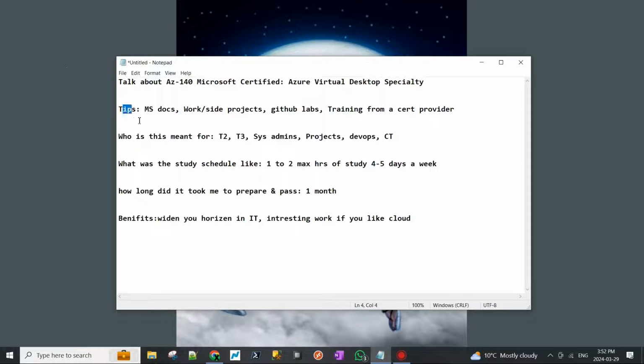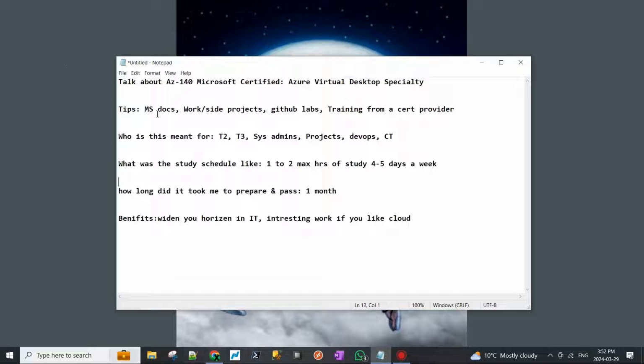We're gonna go over some tips. Who is this meant for? What was my schedule like? Like, how did I study? So maybe you can try that method, see if that works. How long did it take me to prepare and pass the exam? And what are the benefits? So, you know, we're spending time in it, we need some benefits. So yeah, we'll also go over what are the benefits. And it's gonna be an overview kind. I'm not gonna go in depth in any of these. Just gonna touch the surface.